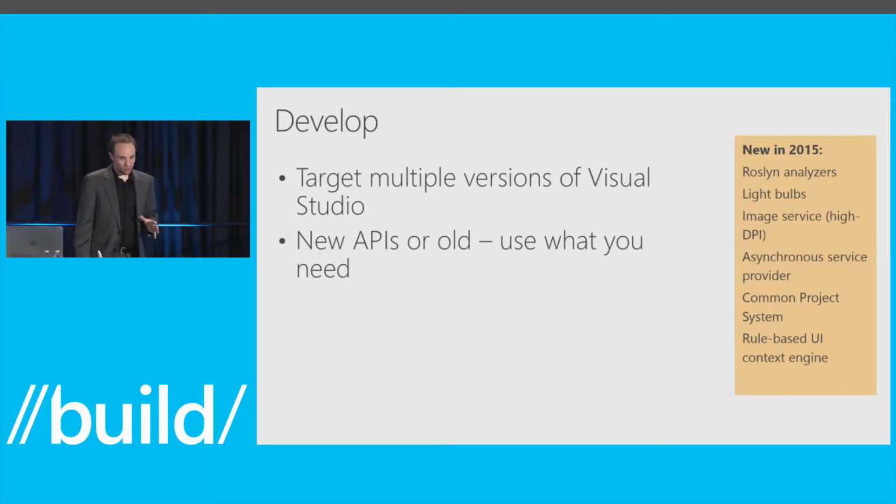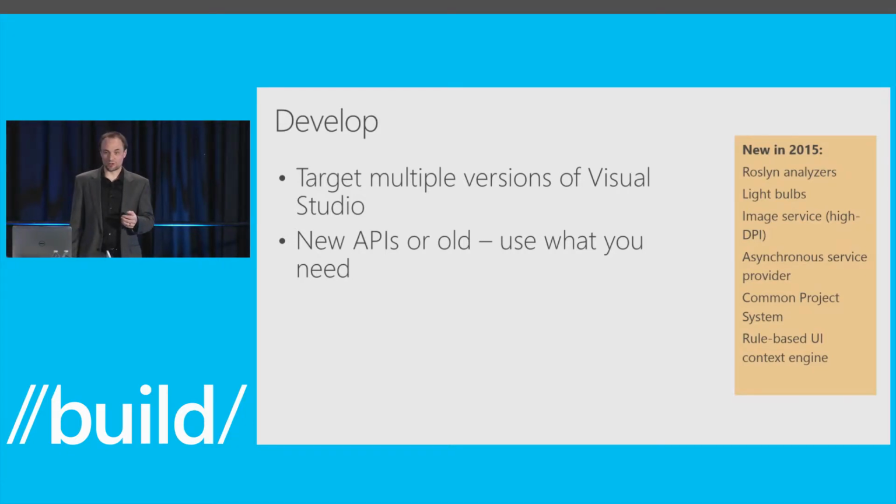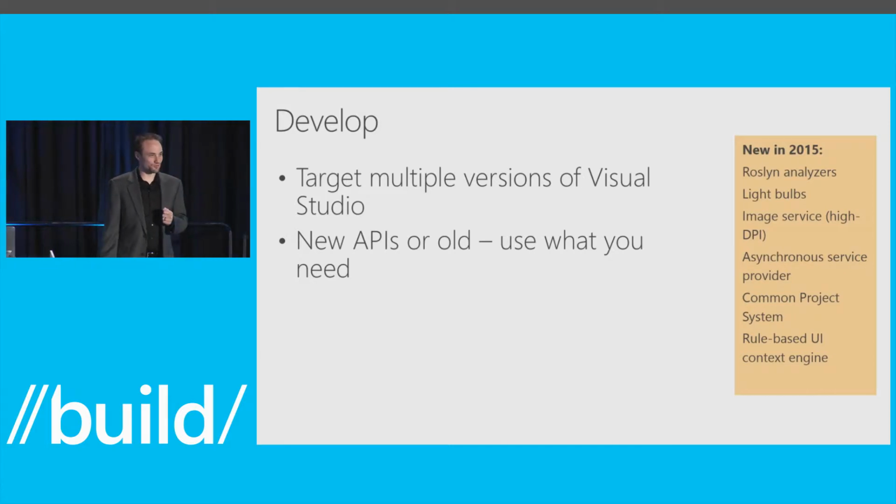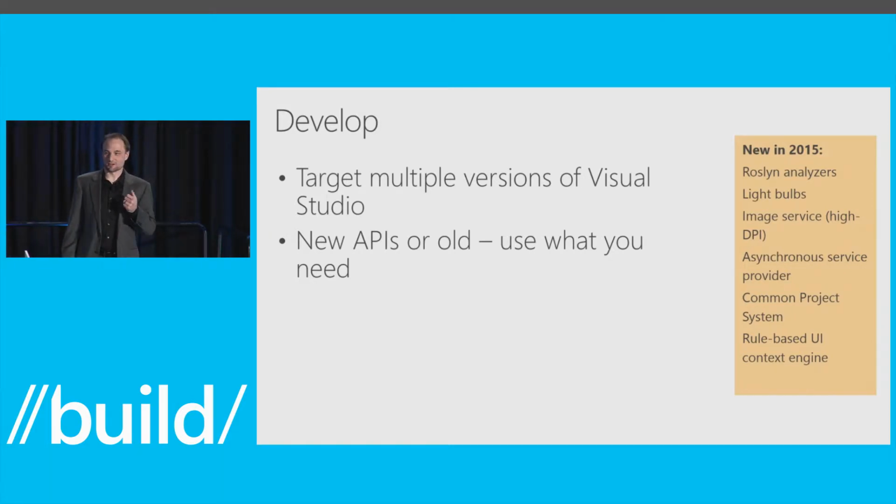New APIs are old. It doesn't matter. You use the ones that you need. Most of my extensions target older versions of Visual Studio as well. I use the older APIs. I do want to highlight a few APIs that are coming in 2015 that are making me a little sad that I can't just use those all the time.